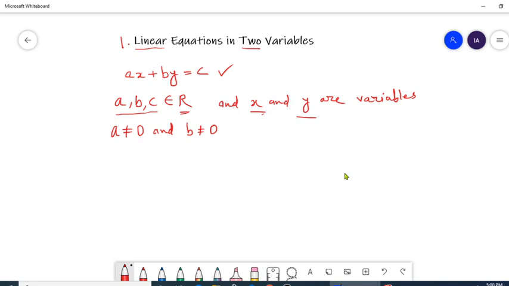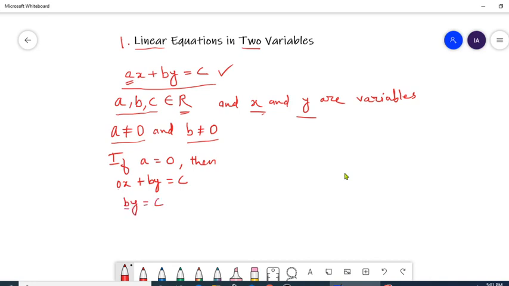I'll tell you why it is important. If either a is 0 or b is 0, they will contradict the basic requirement for being a linear equation in two variables. For example, if a is 0, then what happens? I'm going to substitute a equals 0 in our general form. When you substitute a as 0, this becomes 0 into x plus by equals c. This 0 into x becomes 0. So what is left? by equals c.